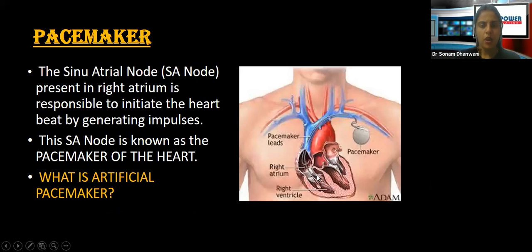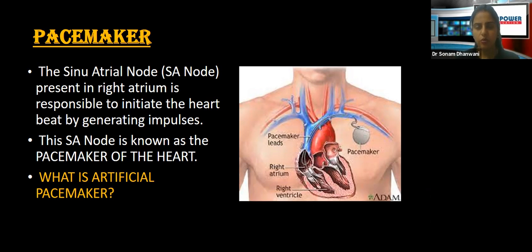Going ahead, what is a pacemaker? What is pace? Pace basically means speed, right? Now what is a pacemaker here when we are talking about? So there is the sinoatrial node, the SA node. We have studied the SA node in the parts of the heart. The SA node, which is present in the heart somewhere over here, is known as the pacemaker of the heart. It takes care of all the impulses which run from the heart or to the heart. That is the job of a pacemaker.